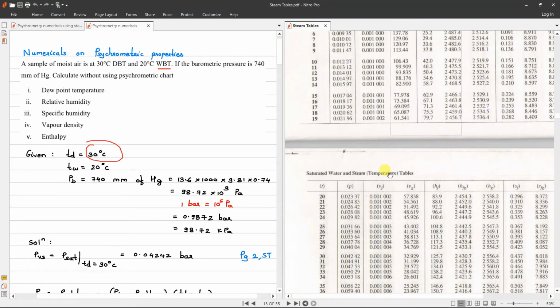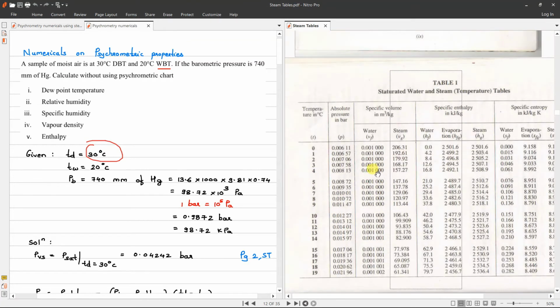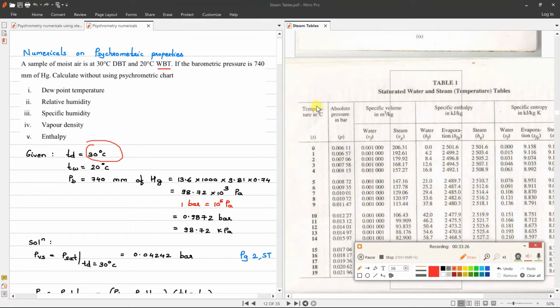Before that, now we will discuss one more point. Now if you see the steam table, here the temperature of water is in degree Celsius, whereas the pressure value is in bar. So make sure that when you are taking this value, write the unit properly. It should be in bar, and wherever required, convert it in kilopascal as per the numerical.